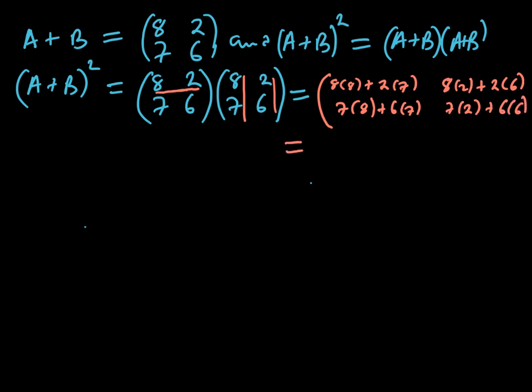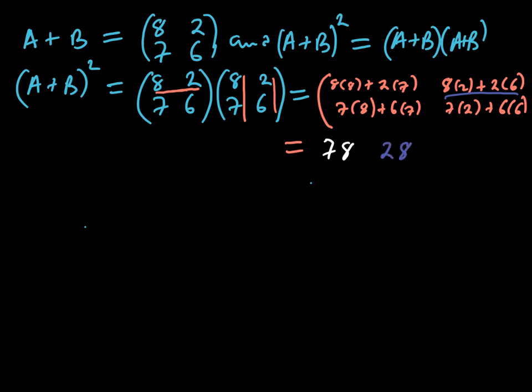So what's the product? That's what we need most. What's the product? 8 times 8 is 64. 64 plus 14. Get 64 and add on 14. I think we get 78. So here we have 78. Then we move here. What is 8 by 2? 16. And 2 by 6 is 12. So 16 plus 12 is 28.